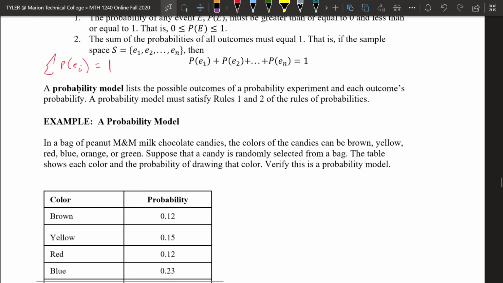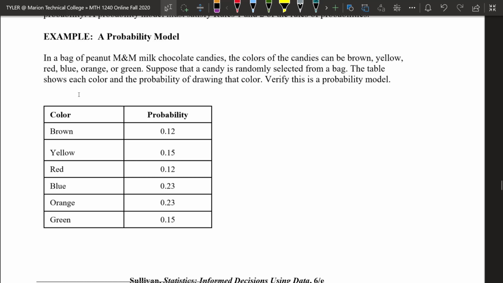So a probability model is going to list the possible outcomes of a probability experiment and each outcome's probability. A probability model must satisfy rules 1 and 2 of the rules of probability. Right. So here's an example of a probability model.